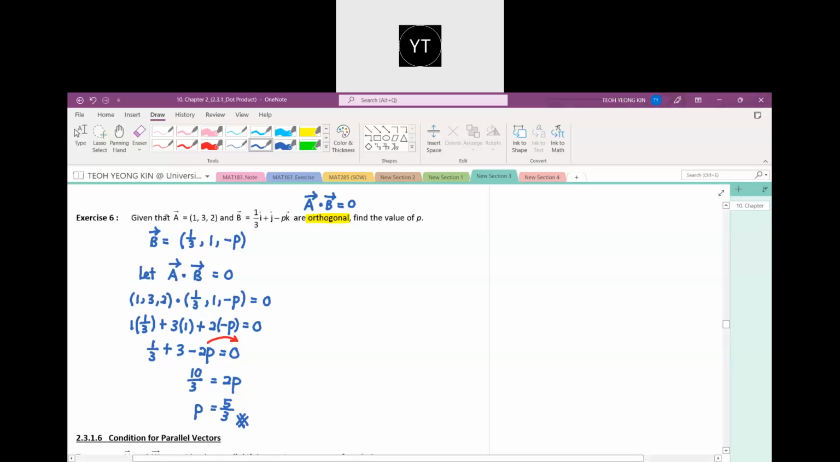If the question mentions that vector A and vector B are orthogonal, we can let the dot product of A and B equal 0. Why? Because they are orthogonal.